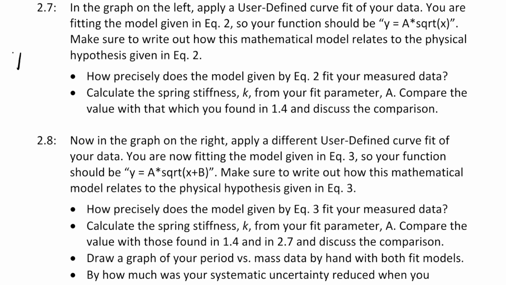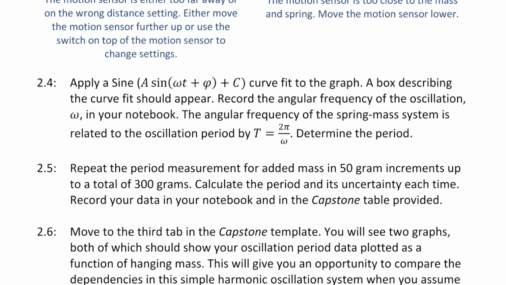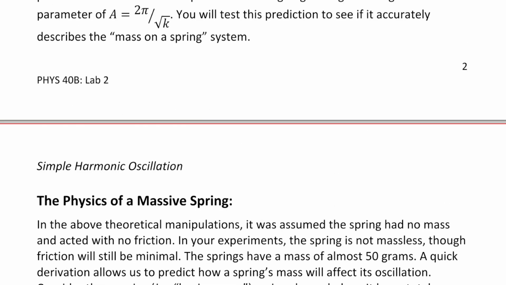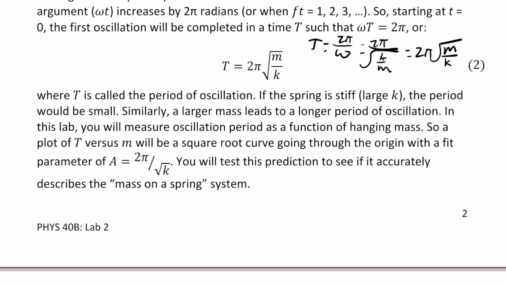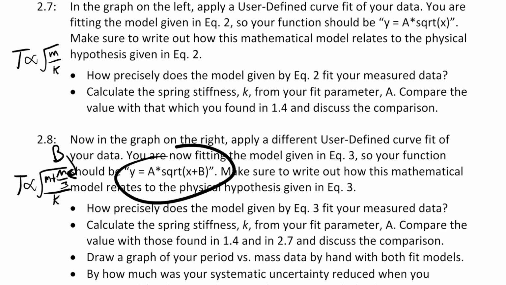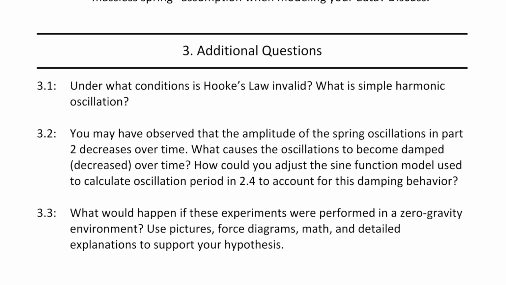If you remember, the period is proportional to the square root of m over k. If we scroll back up just to double check that, we said that the period is proportional to the square root of m over k here, and this is assuming the spring doesn't have mass. But if we assume the spring has mass, then our period is proportional to the square root of (m plus capital M over 3) over k, where this capital M over 3 is our B in this fit. You're going to fit the data using these two different fits and see how they differ. That's pretty much it for the actual lab part.